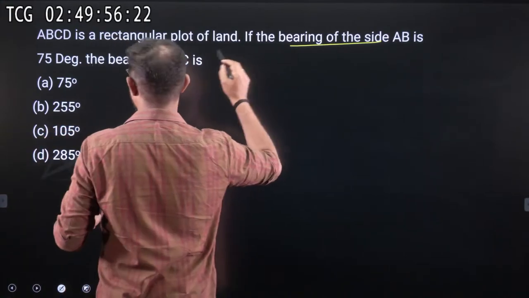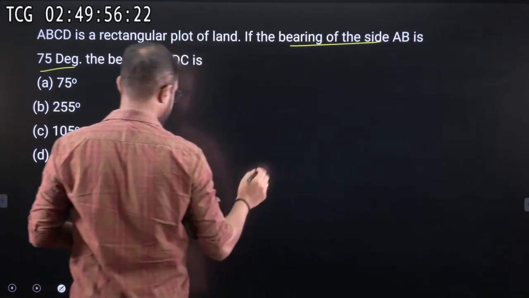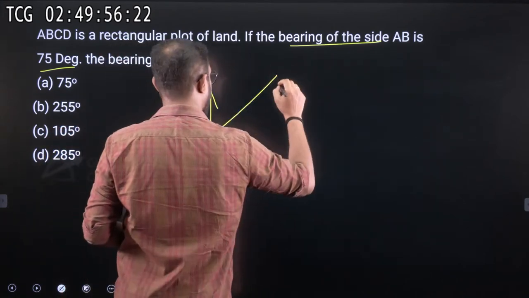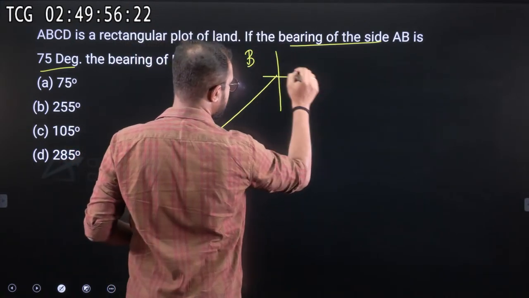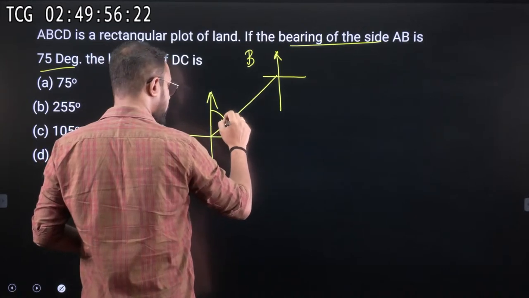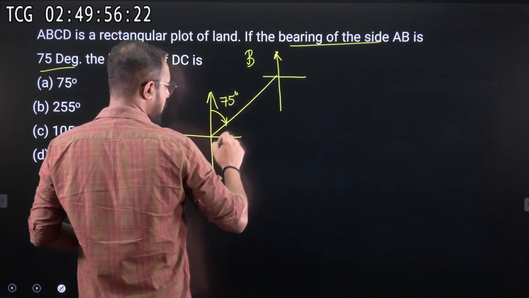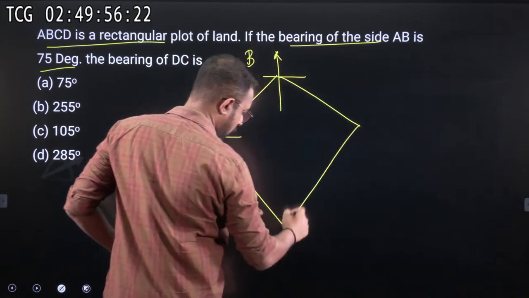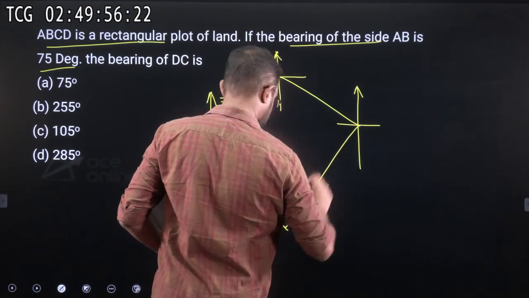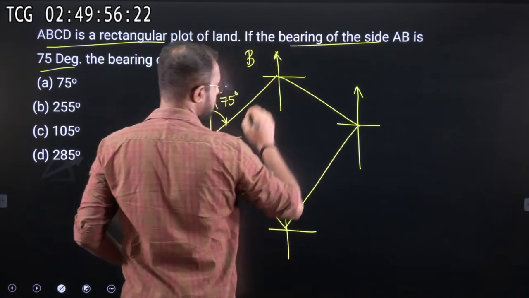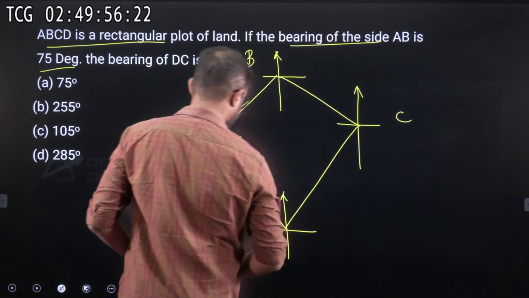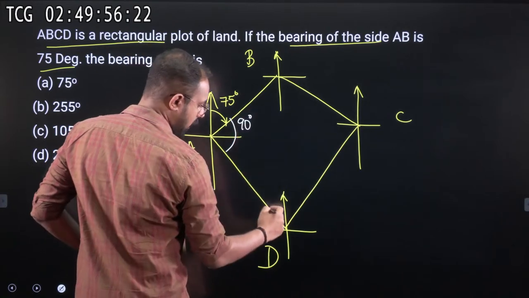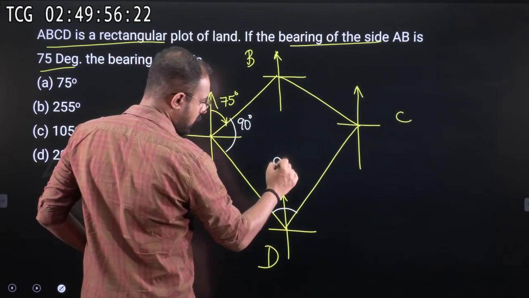So we put a line, here AB, with AB bearing 75 degrees. So this is my point A. AB at 75 should be like this. So this angle is given to me as 75 degrees. Now this ABCD is a rectangle. In a rectangle, all the remaining sides will be making 90 degrees with each other. Let us name it. This is A, this is C, and this is D. All the angles inside will be equal to 90 degrees. Here also, this angle is equal to 90 degrees.